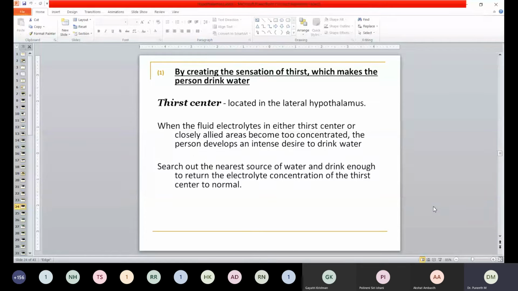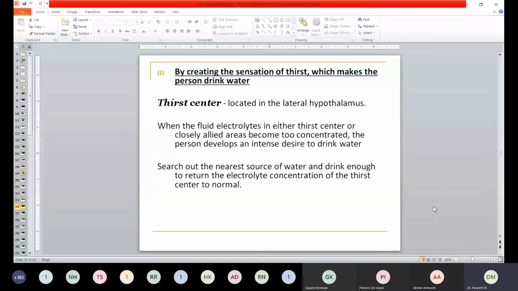First mechanism, creating the thirst sensation which makes a person drink more water. There is one thirst center, which is mainly present in the lateral hypothalamus. When the fluid electrolytes in the thirst center or the surrounding areas become too concentrated, that is more electrolytes and less water, the person develops an intense desire to drink water. That means the thirst center will be stimulated.